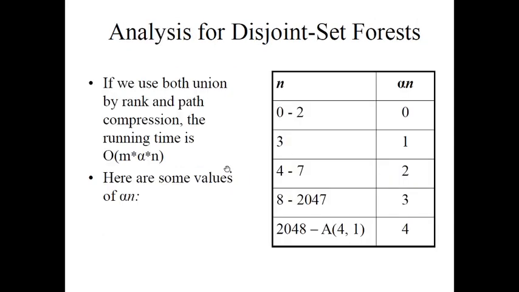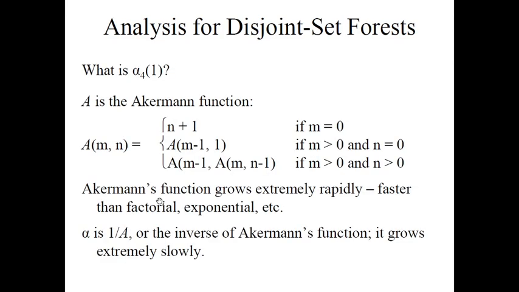Okay, this is actually the operation, and if we use both union by rank and path compression, then the running time depends on n: for n equal to 0 to 2 elements it will be 0, for 3 elements it will be 1, for 4 to 7 it is 2, for 8 to 2047 elements it is 3, then after that it is 4. It is m into alpha of n, and here are some values for alpha n. Okay, this is going to be the final analysis.